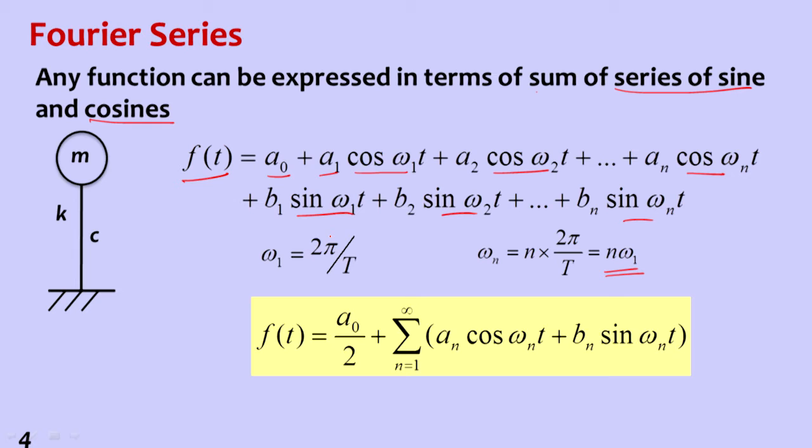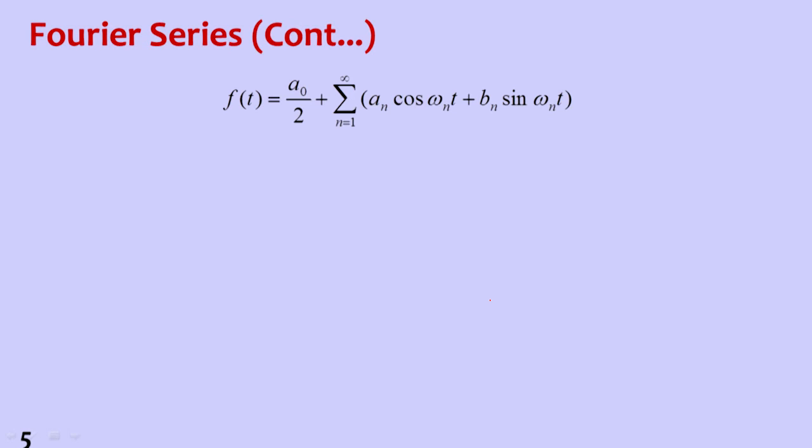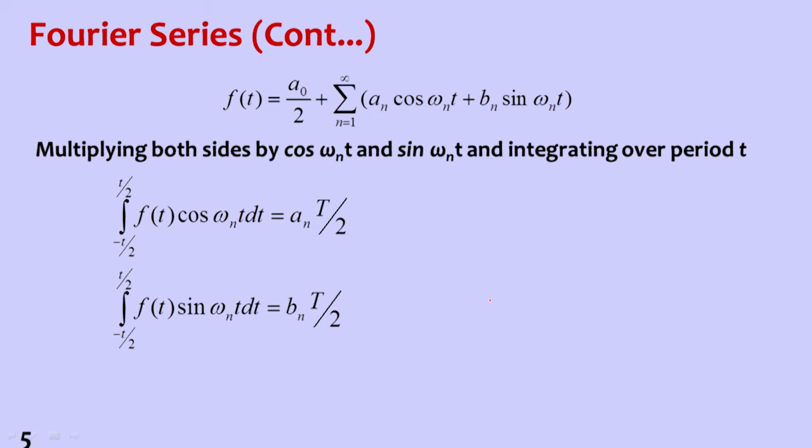In that case we can represent the entire function as f of t equals a0 by 2 plus the summation of n from 1 to infinity of an cos omega n t plus bn sin omega n t. So any function can be represented in the form of a series of sines and cosines with this summation form. So now let us go further. Any function can be represented like that.